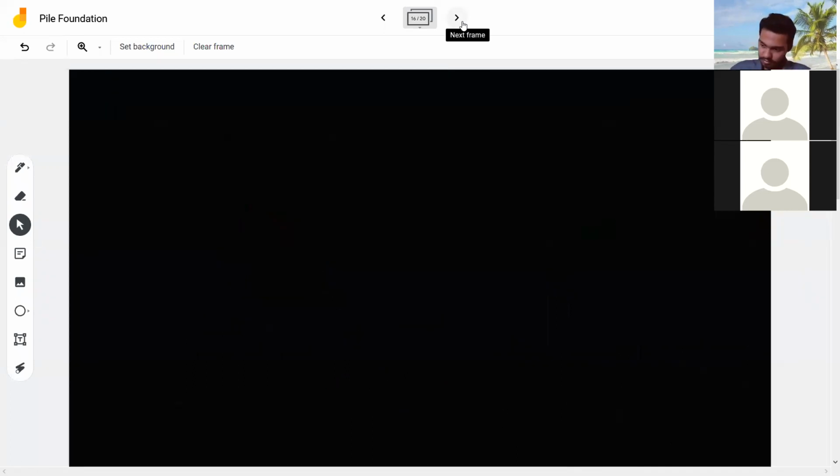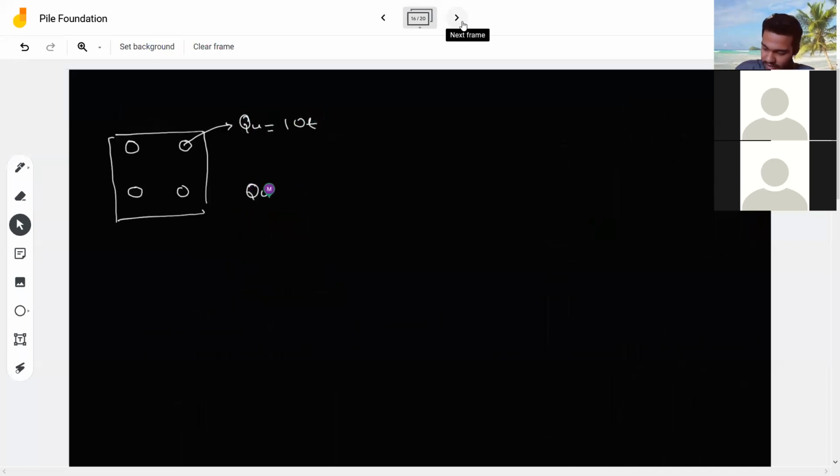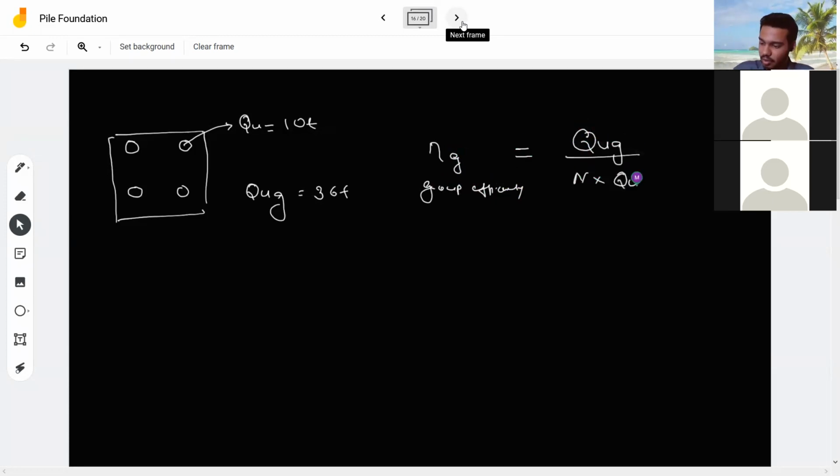कंसेप्ट क्या बोलते हैं करके, अपने पास 4 पाइल्स है. A single pile can carry a load of, that is Qu, is 10 tons. And this group of pile can carry 36 tons, to understand what is my group efficiency of my pile. मतलब मैंने ऐसे 4 pile डालने. So the formula says it is in this way, Qug upon number of piles into Qu. Number of piles here it is 1, 2, 3, 4 multiplied by Qu is 10. You will get the group efficiency for this pattern of pile. This is why we are calculating the group efficiency.